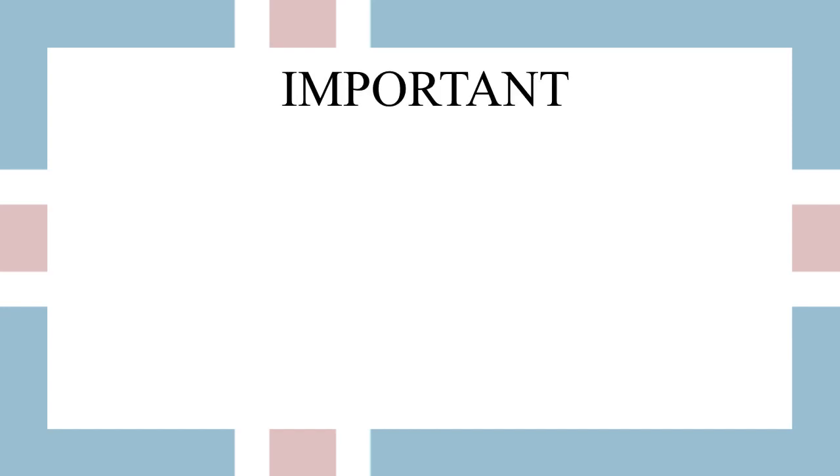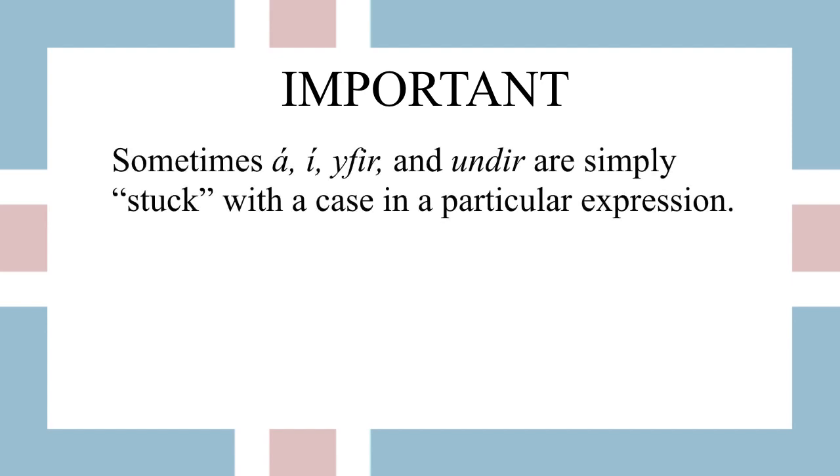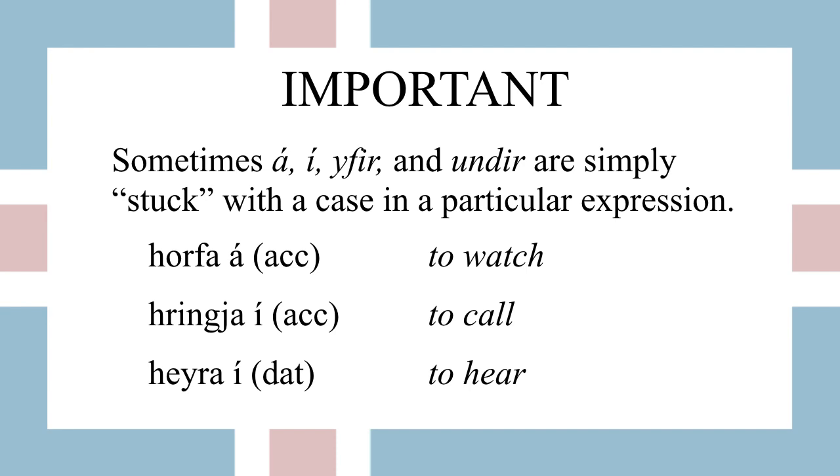Now, an important note is that sometimes á, í, yfir, and undir are stuck with a particular case in a certain expression, and it has nothing to do with any motion. So some examples of that are að horfa á, which means to watch. And that just always takes accusative. The horfa and á are kind of stuck together, and they're stuck with accusative. It has nothing to do with motion, and it can't change. Same with hringja í, which means to call someone, and that has to take accusative. Or að heyra í, which takes dative, which means to hear from somebody.